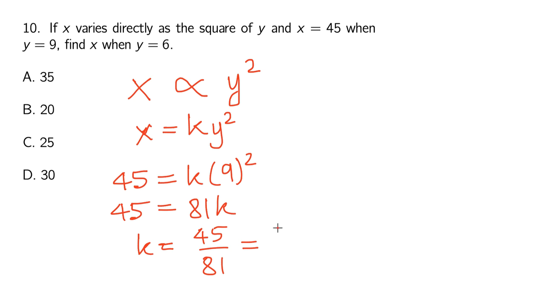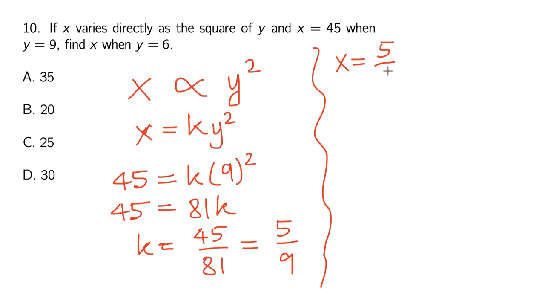And what is that equal to? That's equal to 5 over 9. We divide both the numerator and the denominator by 9 to get this. That means that the relationship, this x equals ky squared that we wrote, we can now put the real value of k there. It means that x equals 5 over 9 times y squared. That's the relationship between x and y.